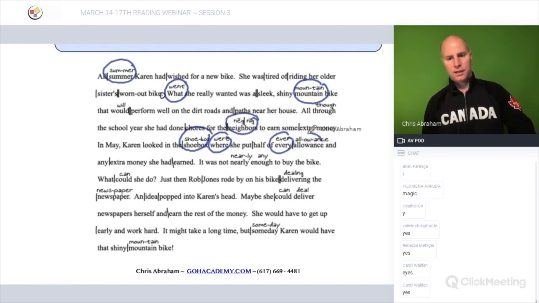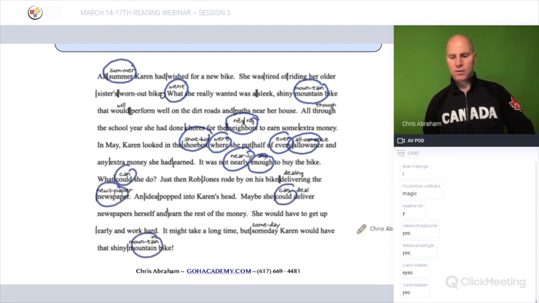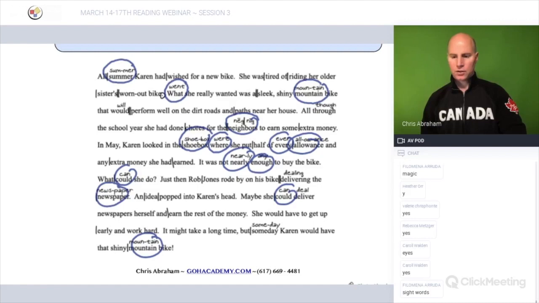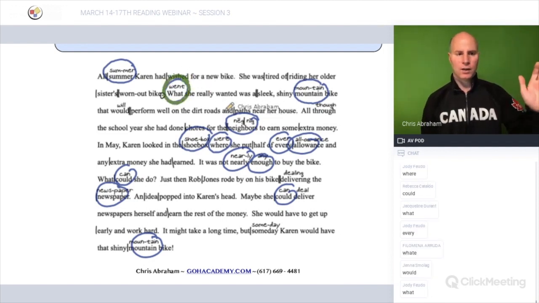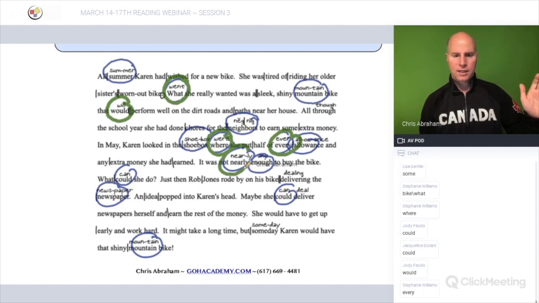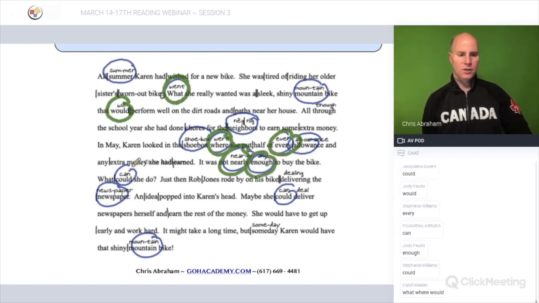All right. And keep going. Do you see a pattern with any of these? Are there any patterns? Like I just circled, okay, who said sight words? What are some of the sight words? List some of the sight words you see. Just type them in real quick. Yeah, let's highlight that. We'll do sight words. Would, I missed that one. We got where. We got every, nearly, enough, could.